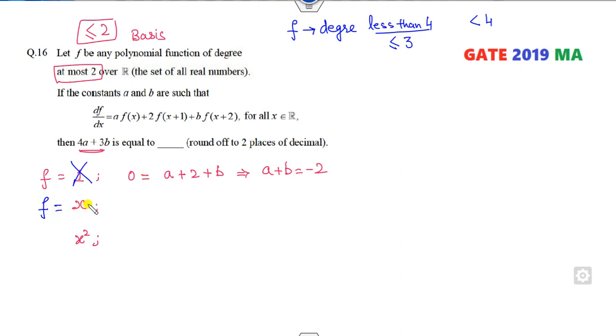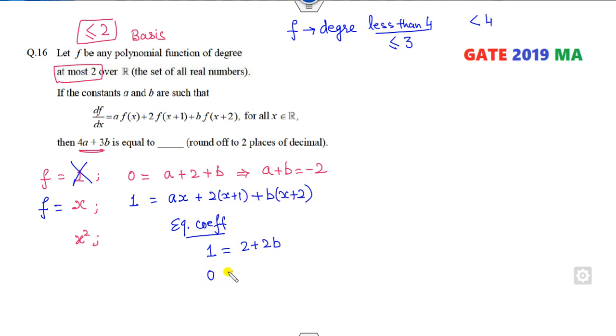Look at that, when f is equal to x, the left hand side is 1, this is my ax, this is twice of x plus 1, and this is b times x plus 2. Then you can equate the coefficients. There is a constant on both sides, that's 1. This is 2 plus 2b. This is a 2 and plus 2b. And when you equate the coefficient of x on both sides, it's a plus 2 plus b. So from here you can find the value of b is minus half. From here, this is a plus 2 minus half, 3 by 2, a is minus 3 over 2.